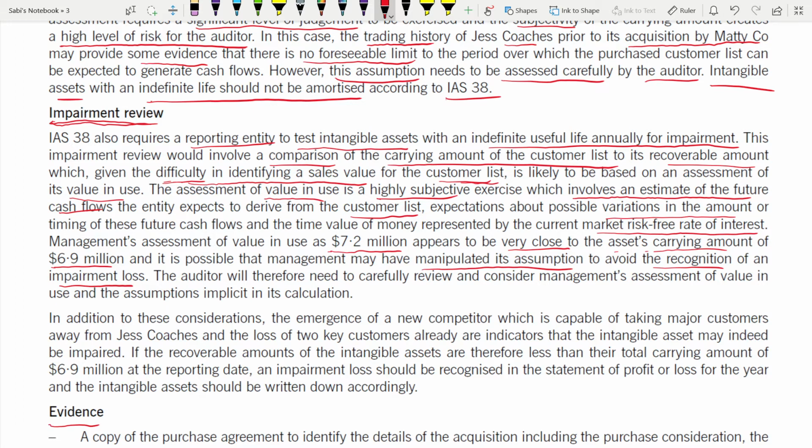Okay. So because of this, what should the auditor do? First, you are talking from the point of the company, what they should do, how they should recognize. Then only you will talk about the auditor. So here, the auditor should carefully review and consider the management's assessment of the value in use. How did they calculate that value in use? You have to assess that as an auditor, and also the assumptions that are used in these calculations. Wherever there is some subjective judgment that you have to use, you have to talk about assumptions in your answer. Okay.